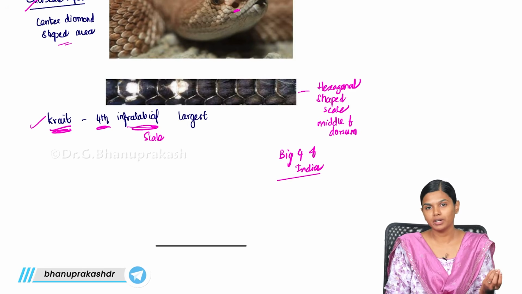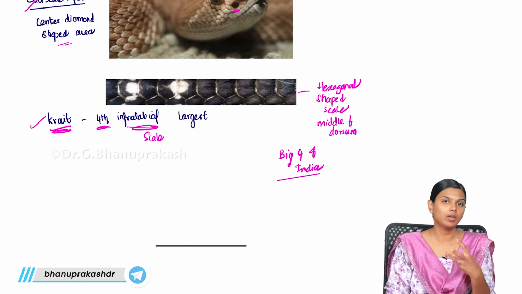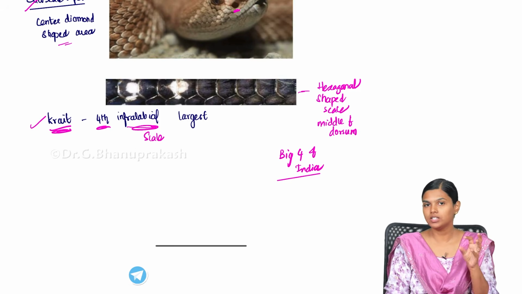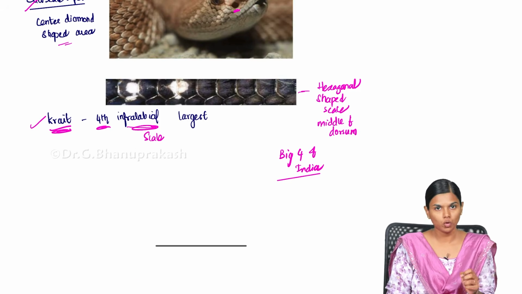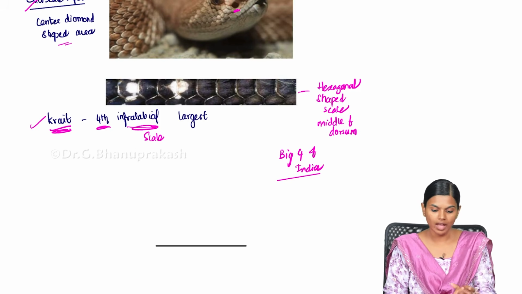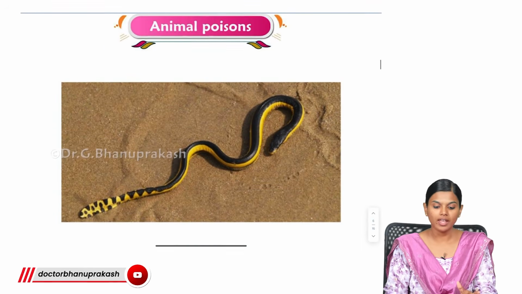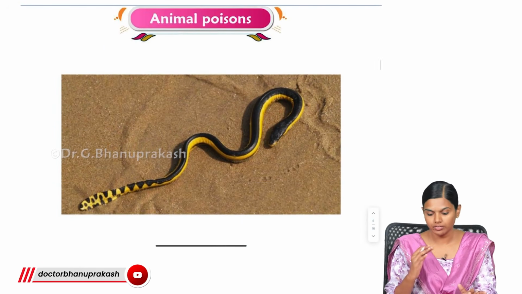So now when somebody comes to you along with the snake, you should be able to identify whether it is venomous or non-venomous. If it is venomous, whether it is a viper or cobra or Krait. Why we have to identify is that each and every snake presents with different manifestations.